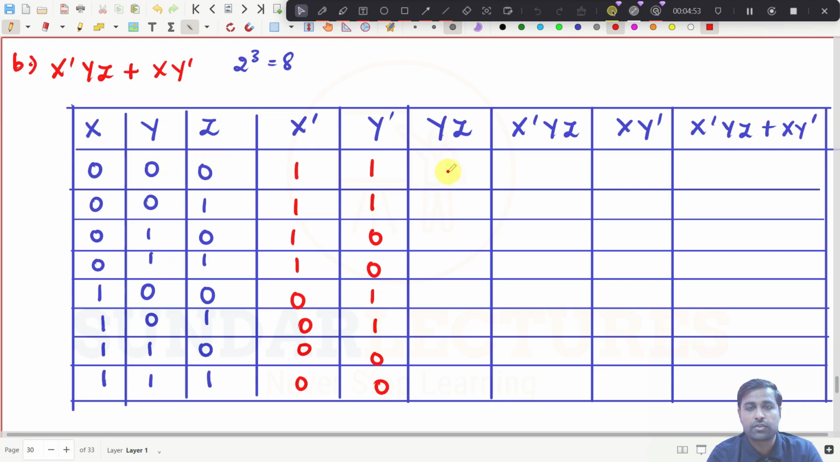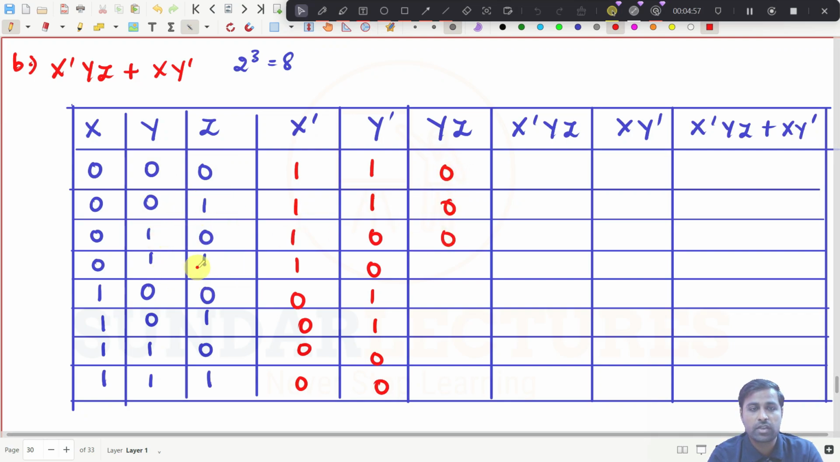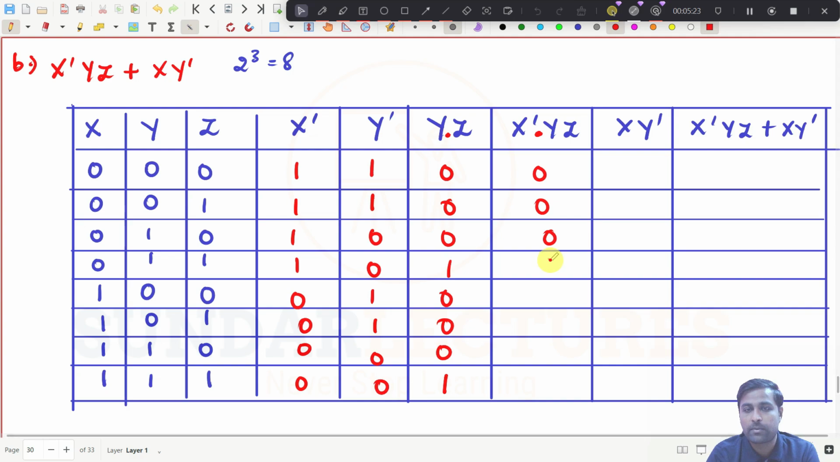So if you multiply these two, it will be 0, it will be 0, again it will be 0. This is 1, right? Multiplication of these two. And if you multiply these two, 0, multiply these two, 0, 0, and then if you multiply these two, it will be 1. And what you need to do, you have to put an AND operator here. So if you have to multiply these two now, 1, 0, it will be 0. 1, 0, again 0. 1, 0, again it will be 0. 1, 1, it will be 1.